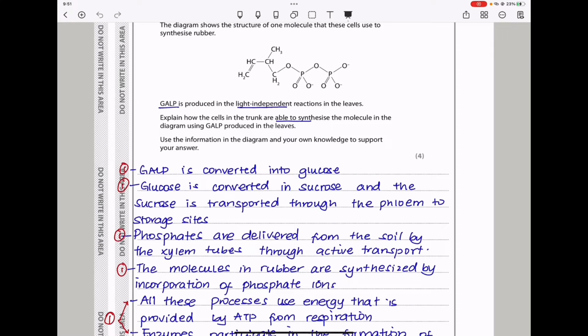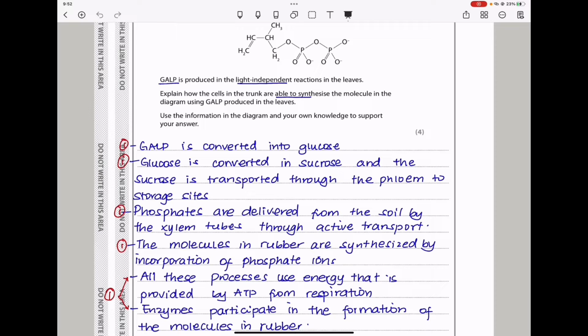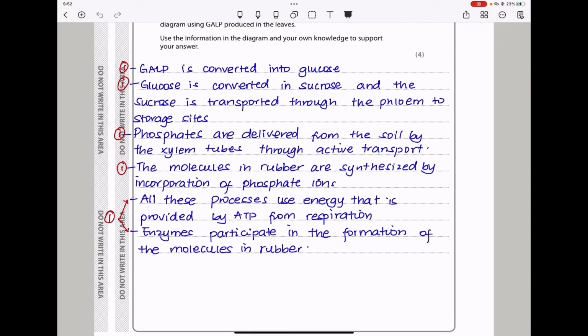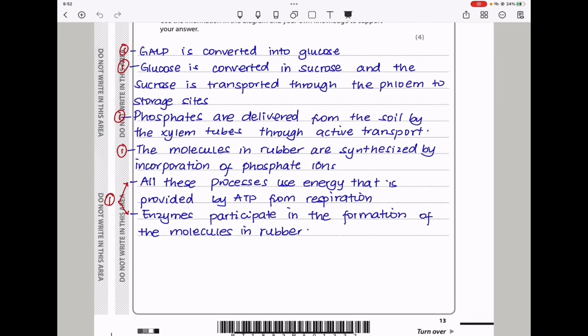So here I say GALP is converted into glucose, and the glucose is converted into sucrose, and this sucrose is going to be transported through the phloem to the storage sites. Also, phosphates are going to be delivered from the soil by the xylem tube through active transport. Then the molecules in rubber are synthesized by incorporating the phosphate ion. All these processes will use energy that is provided by ATP from respiration. All these processes require enzymes to participate in the formation of bonds within the molecules of rubber.